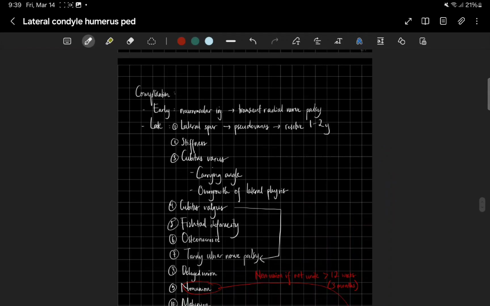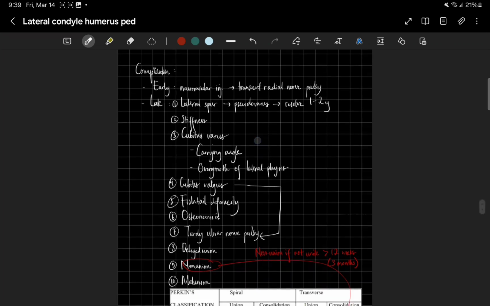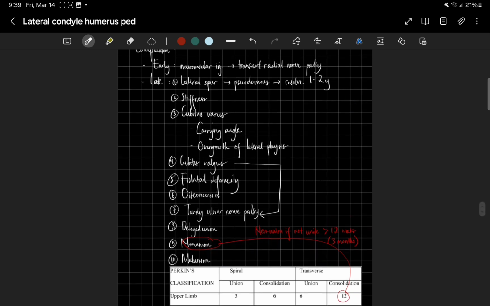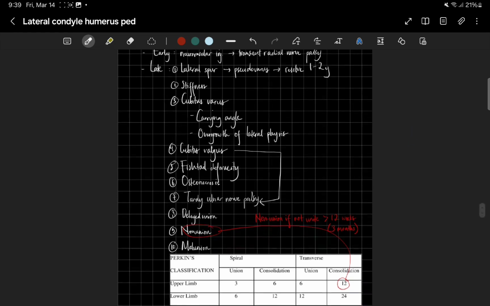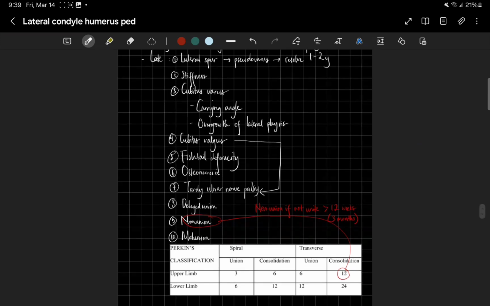For the complications, it's divided into early and late. For the early complications, usually it's just a transient radial nerve palsy. Meanwhile, the late ones are divided into some conditions, as stated in Rockwood. One of the most well-known is tardy ulnar nerve palsy, which is usually because of cubitus valgus. Other than that, you can read it here by yourself.